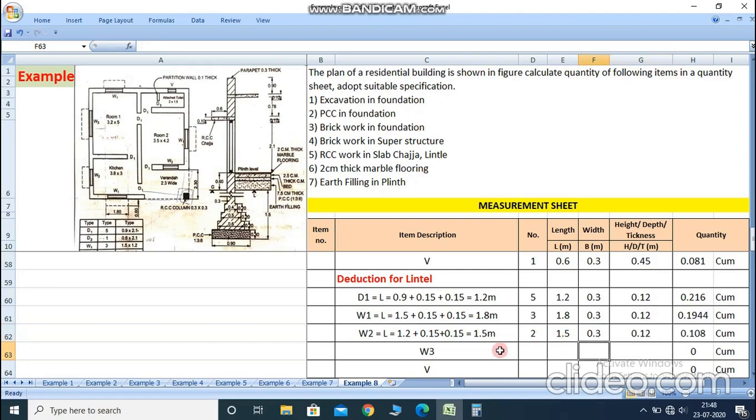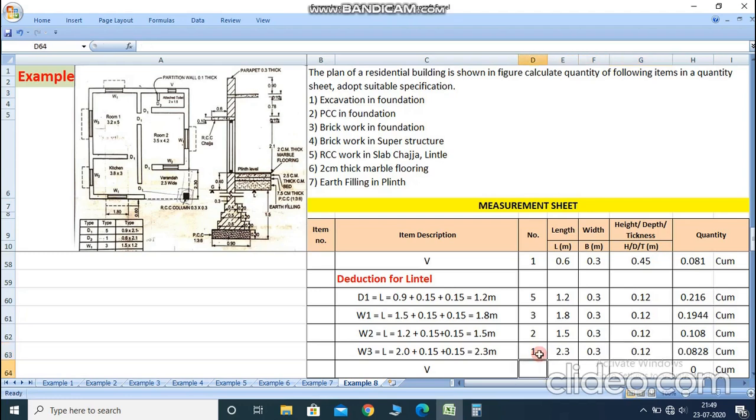Similarly for W3, the length is equal to window 3 length, which is 2.0, plus 0.15 for the left side rest plus 0.15 right side rest. So the total length is 2.3 meter. So for window 3 we got a length of 2.3, and the number of window 3 is only 1. So 1, length is 2.3, width is 0.3, and thickness is 0.12.